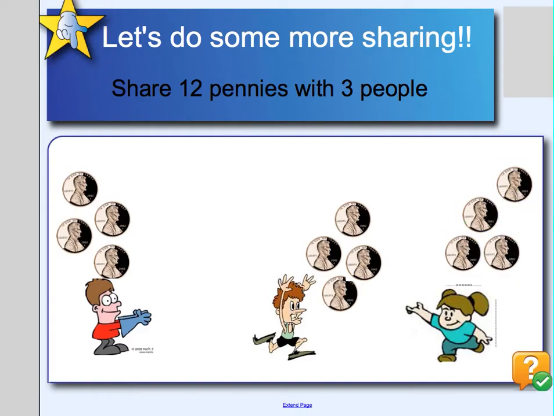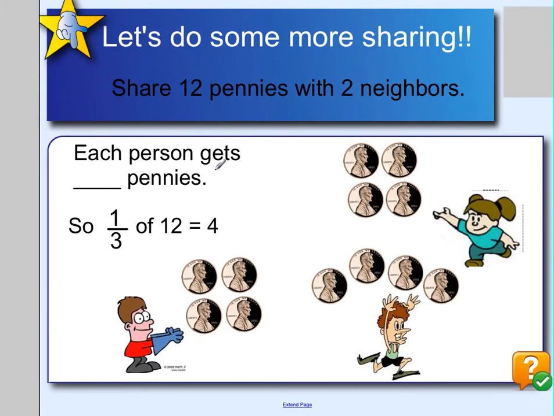So if we think about this, remember, to make it fair, each person has to have the same amount. Well, if this person has 4, and this person has 4, and then the last person has 4, you can see that all of these people have the same exact amount. So we would say sharing 12 pennies with 3 people, each person would get 4. And to show you what a fraction would look like, you can see here we would say 1/3 of 12 equals 4. And remember that bottom number we talked about earlier, the bottom number is how many pieces you have.